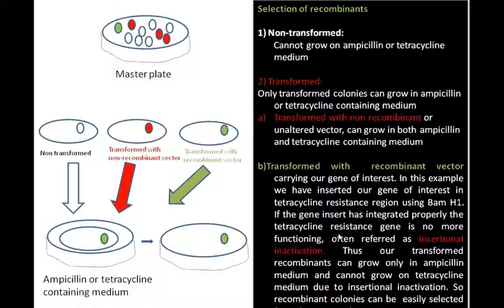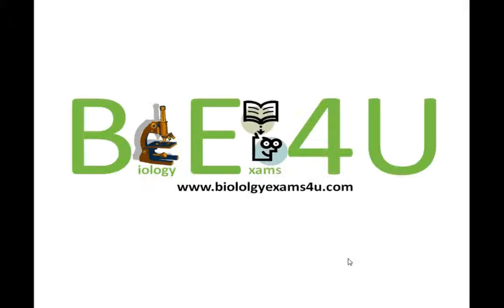If the gene insert has integrated properly, the tetracycline resistance gene is now malfunctioning, often referred to as insertional inactivation. Thus, our transformed recombinants can grow only in ampicillin medium and cannot grow on tetracycline medium due to insertional inactivation. So recombinant colonies can be easily selected from the master plate by comparing these. Hope everything is clear.